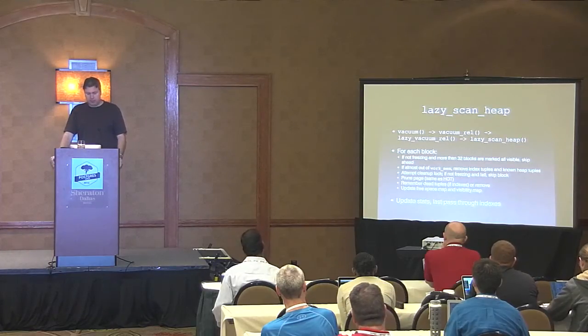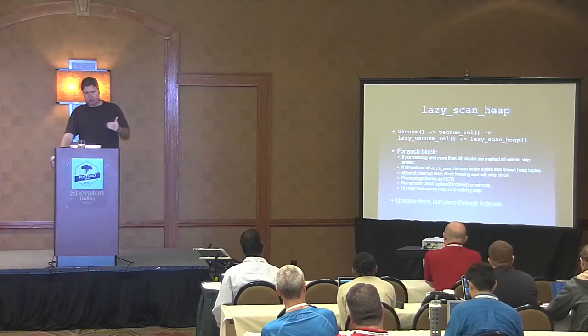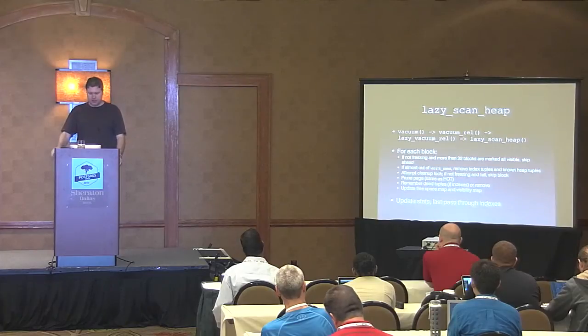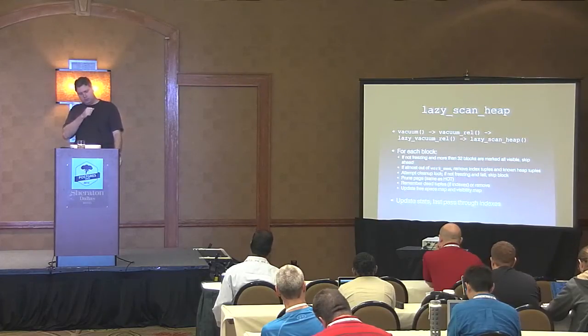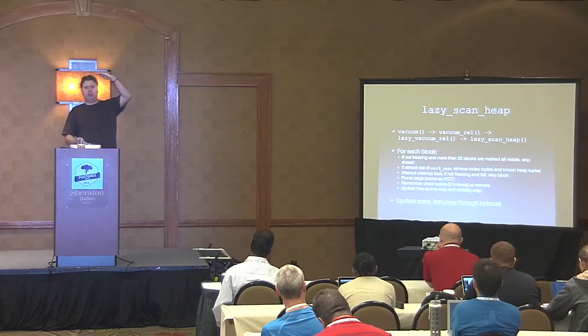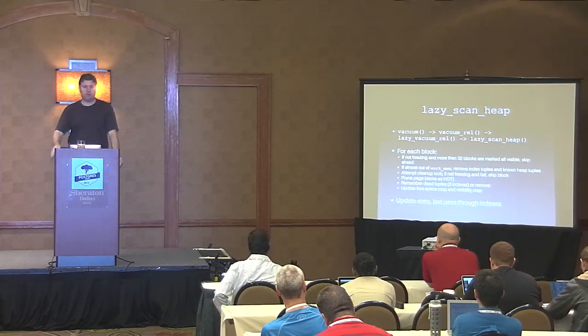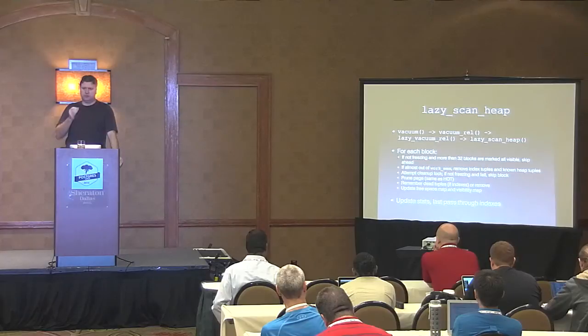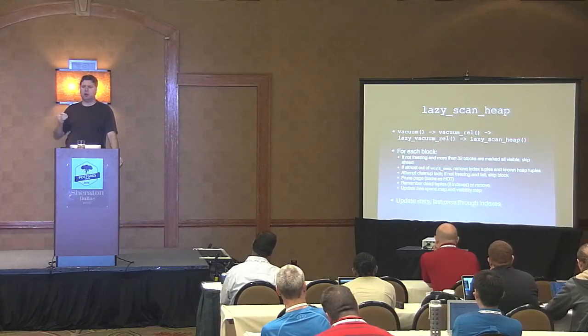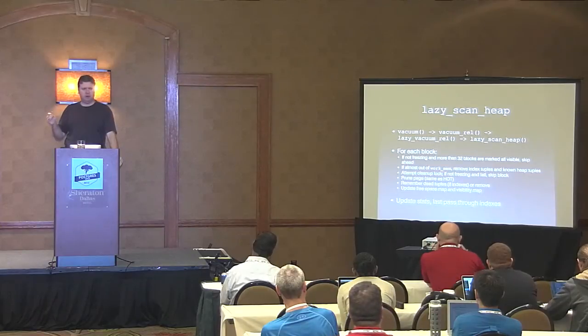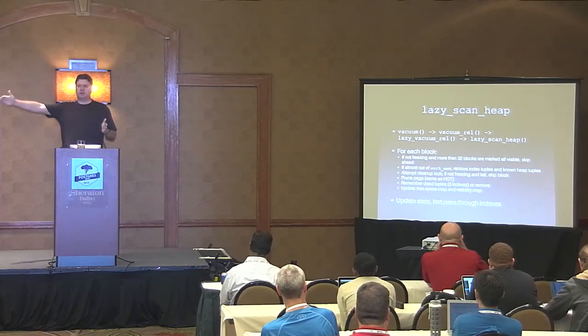Lazy scan heap, this is the function that actually walks through a table looking for things to vacuum. Probably 80% of this function is just a giant for loop. So for each block in the table, if we're not freezing and there's at least 32 consecutive blocks marked in the visibility map as being all visible, it's going to start skipping ahead.